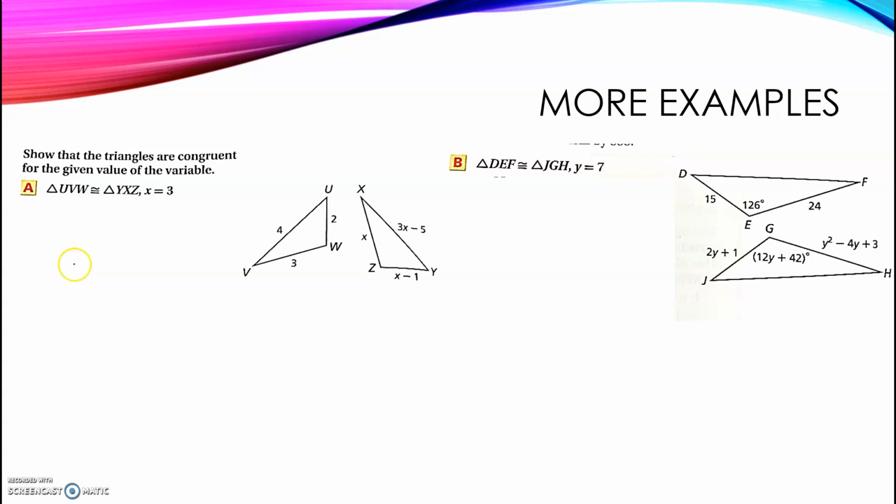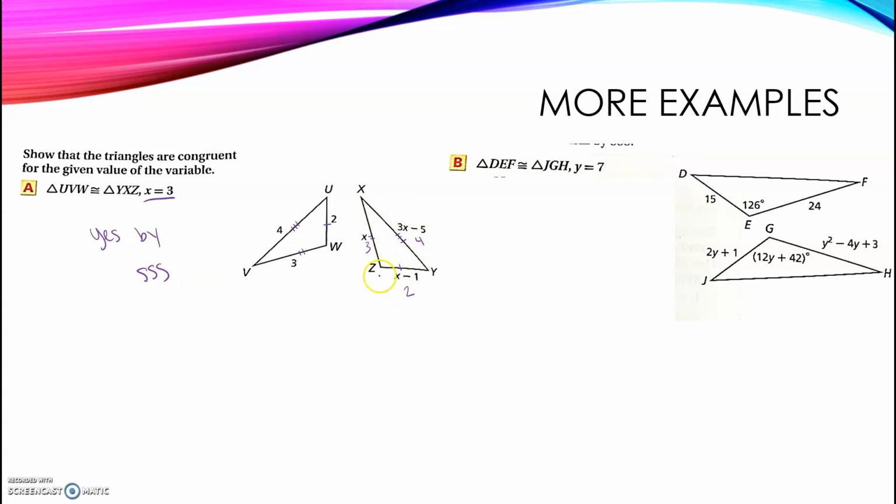And then the last part, here it says show the triangles are congruent for the given value of the variable. So they tell you x is 3. Well, we don't really need that here, but x is 3. 3 minus 1 is 2. 3 times 3 is 9, minus 5 is 4. So now we have to prove that these two triangles are congruent. Well, you have a side in common, you have another side in common, and you have a third side in common. So you just have to plug those in and show me yes by side, side, side.